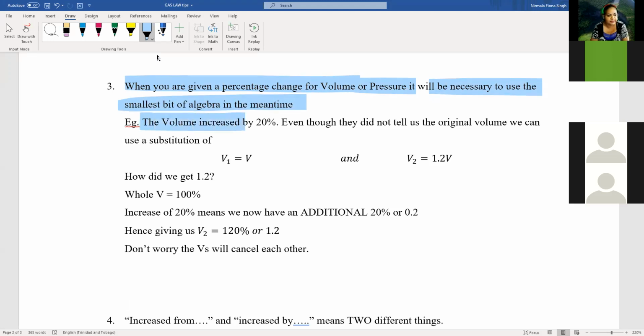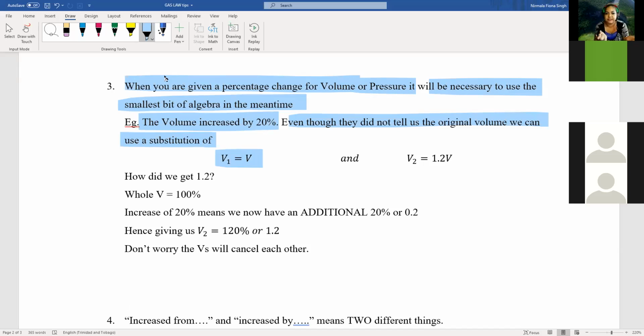Example, suppose I gave you a question and said that the volume increased by 20%. I did not tell you what the volume was. I said nothing about the volume value, but I did say that the volume increased by 20%. I can use that number to calculate. Even though they did not tell us the original volume, we can make a substitution of our V1 being equal to V.